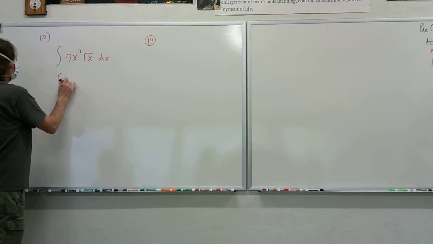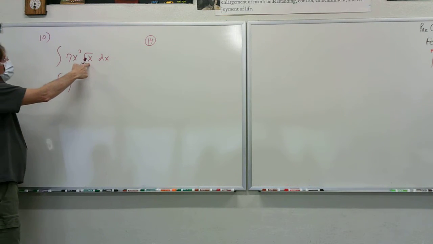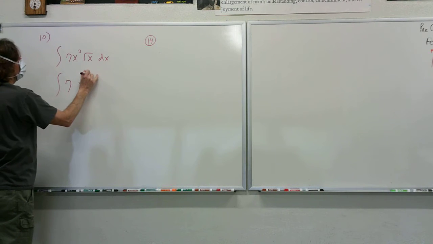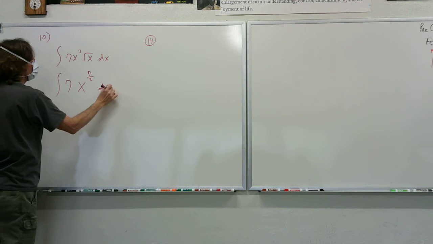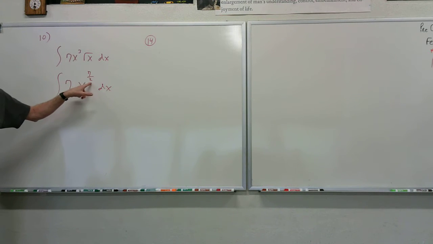Make it x to the 1. Make that x to the 1/2. And then combine them. And you get x to the what? 7 halves dx. Because that's x to the 1/2, and 3 plus 1/2 is what? X to the 7 halves.